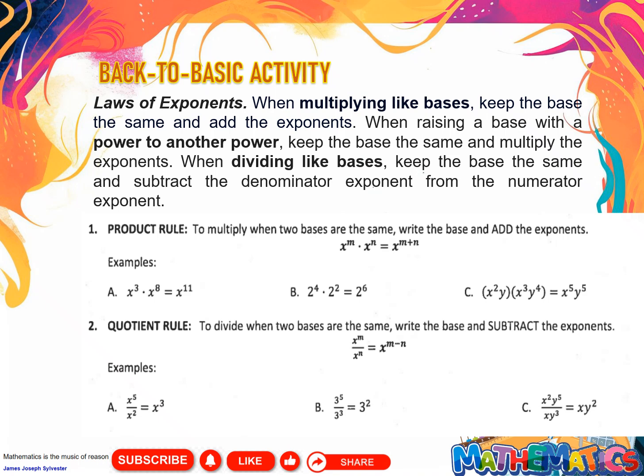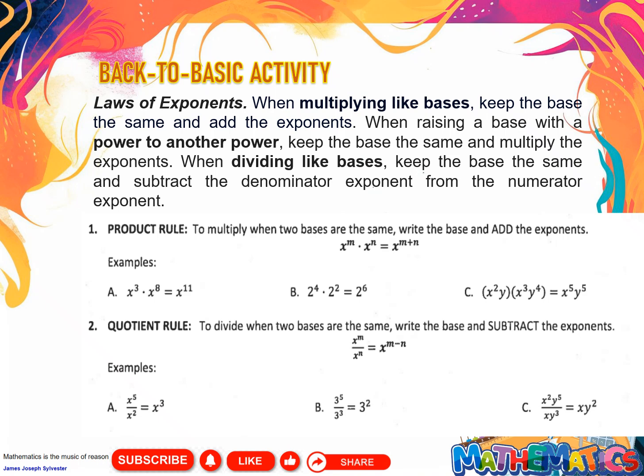While letter B, our common base is 2. Just copy 2 and add the exponents, which are 4 and 2. So 4 plus 2 is 6. The final answer is 2 raised to the 6th power.